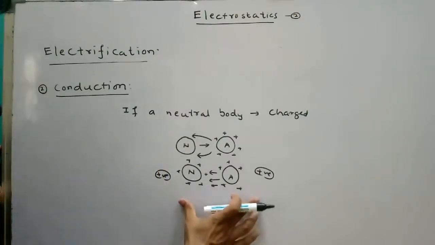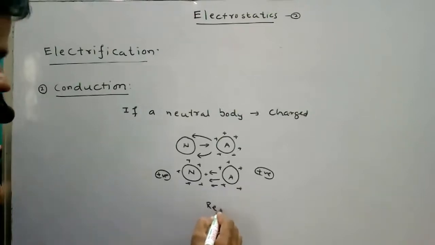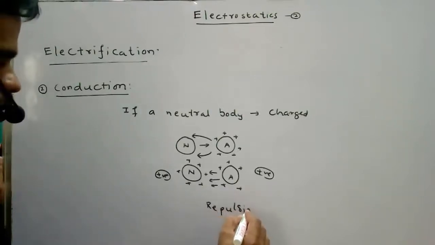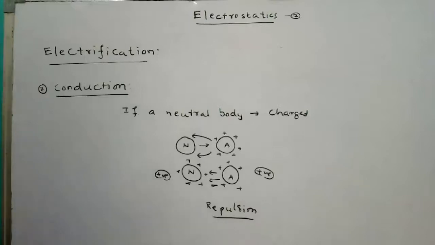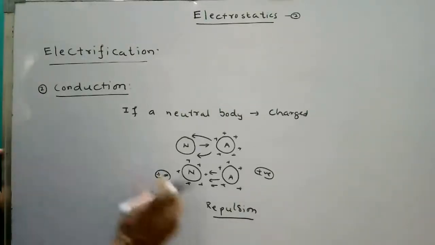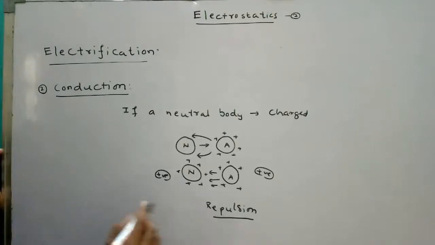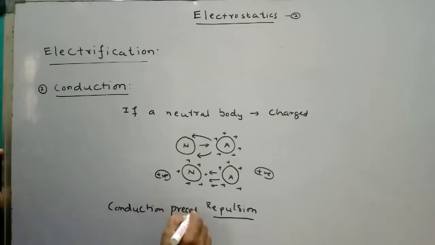So both are positive. Now what will happen here? Repulsion. That means conduction precedes repulsion. This is the conduction process. So here, due to the conduction process, the neutral body is getting charged.